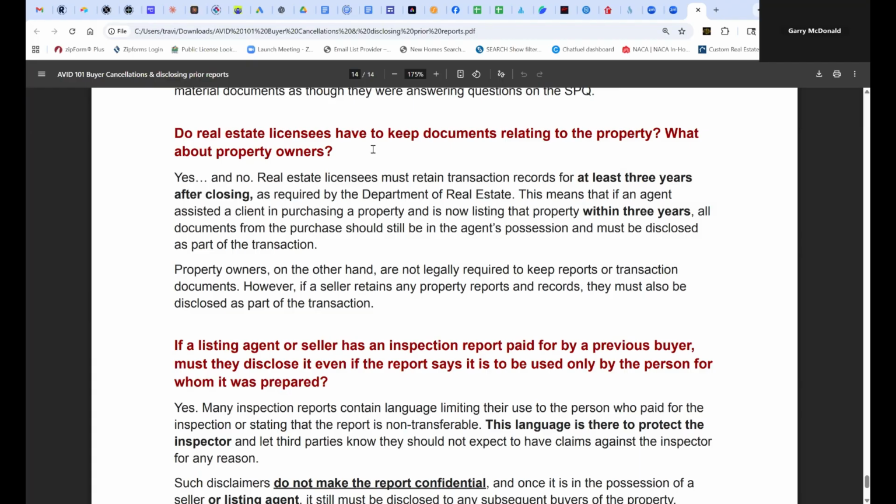Property owners, on the other hand, are not legally required to keep reports or transaction documents. However, if a seller retains any property records and reports, they must also be disclosed as part of the transaction. So if you are relisting a property that you sold to somebody 3 years or less ago, the reports should be in your possession. They should be turned over.